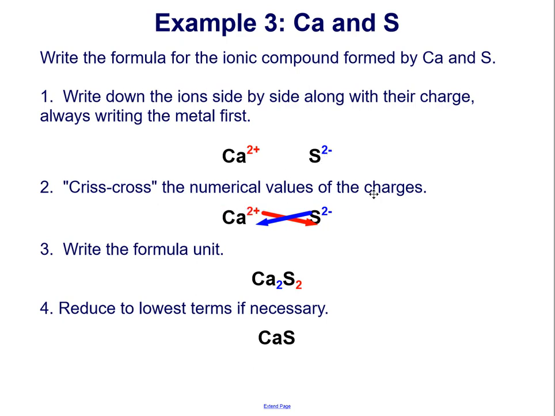We then crisscross the values, so we take the 2 from sulfur's superscript and make it the subscript for calcium. We take the 2 from the superscript of calcium and make it the subscript of sulfur. In this case, these aren't lowest terms. We can divide both of these by 2, so the formula is calcium sulfur, or CaS. We don't keep the 2's because this represents the ratio of calcium to sulfur atoms in the ionic solid.